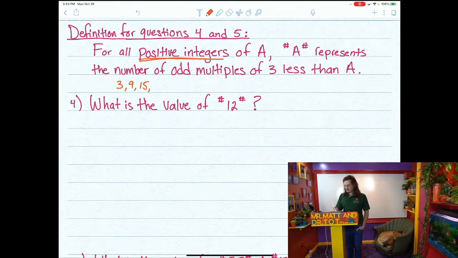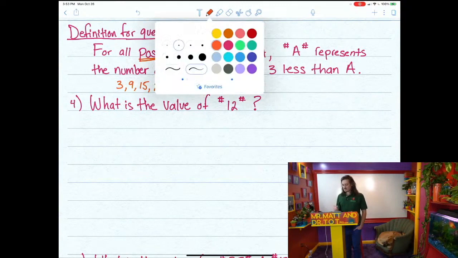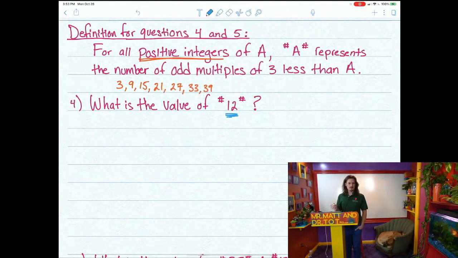21, then 24, but don't count that. 27, 30, 33, 36, 39, and then we'll see if we need anything more. But so far we're only evaluating hashtag 12 hashtag.